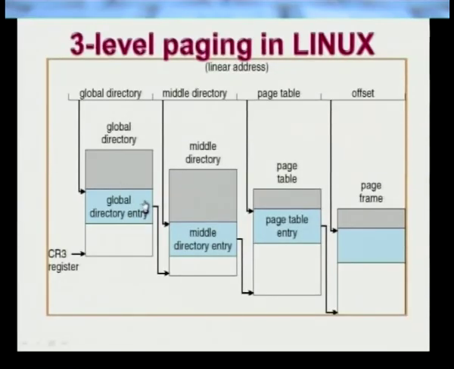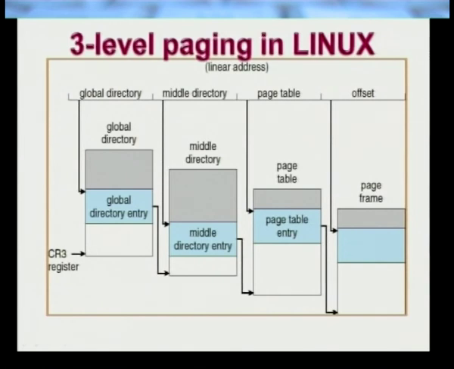This is how the 3-level paging scheme in Linux works. Here is a global directory. The global directory entry is identified and it goes for a middle directory search. The middle directory entry is identified and it goes for a page table search. The page table entry is identified and it goes for a frame search. The frame is identified and the offset is taken along with this, and the physical address is generated.